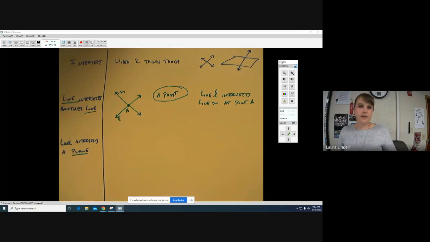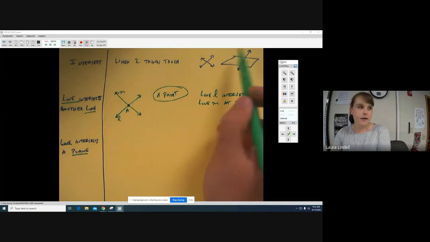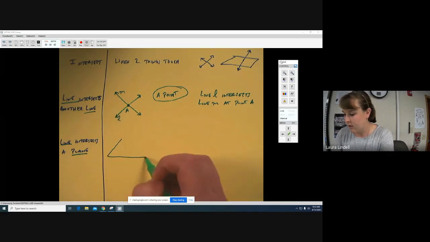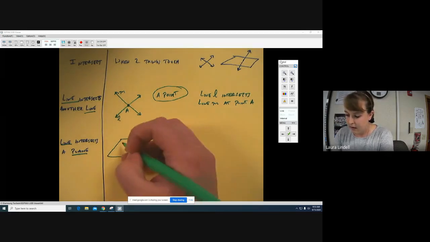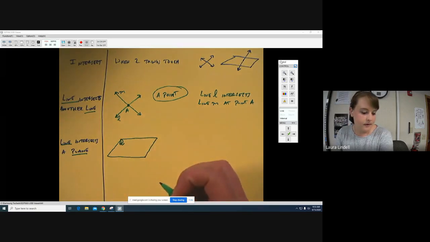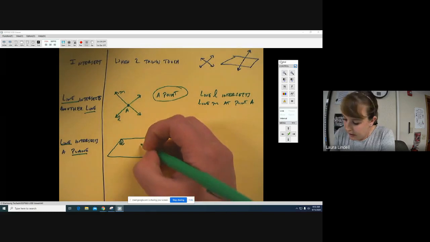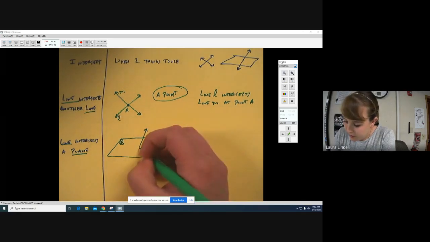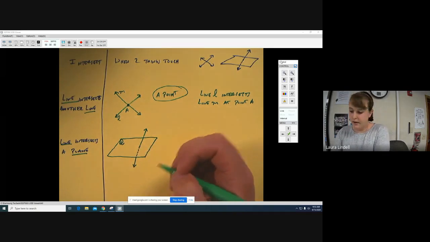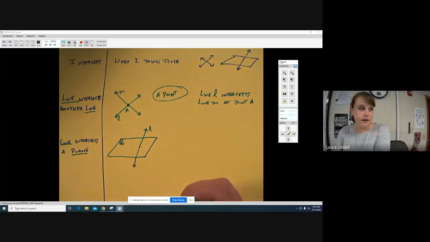Okay, so for this one, there's actually two possible pictures that we could get. First picture is a lot like this one up here, where the line is poking up through the plane. So let's draw that picture first. So we'll call this plane R. And we're going to have a line poking through. And we'll call the line that's poking through line L.